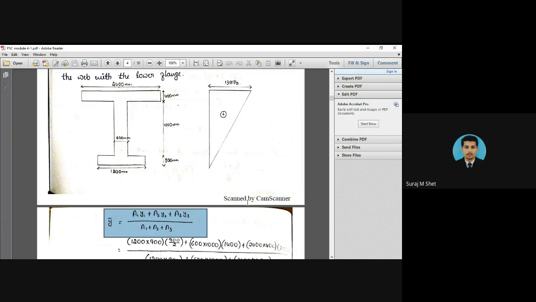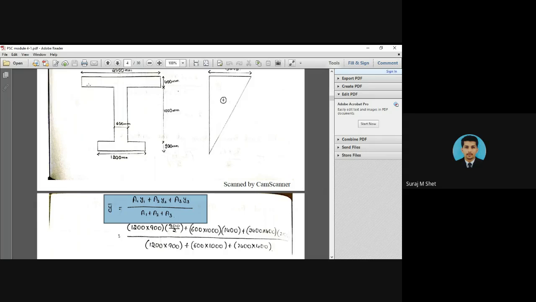So I'll substitute the values here. See here, what is the area of this? 1200 into 900. Sorry, I'm taking the lower value, right? This is A1. I'm taking this as my benchmark. So what is the area 1 here? Area 1 is equal to 1200 into 900, into 900 divided by 2, which is the center of this.